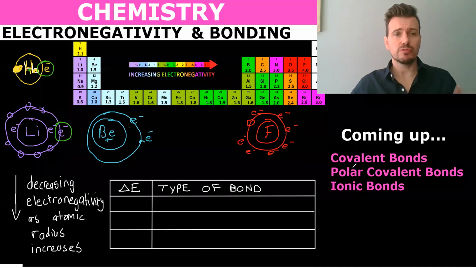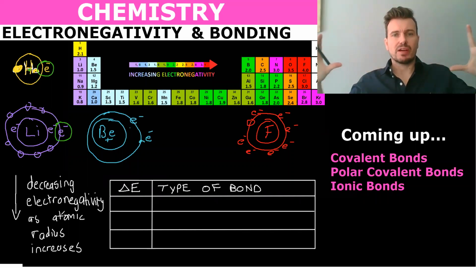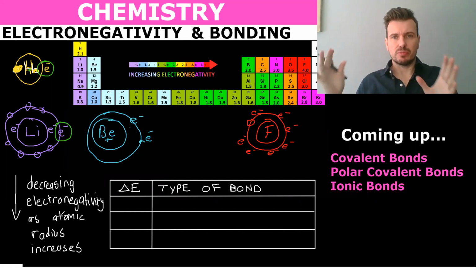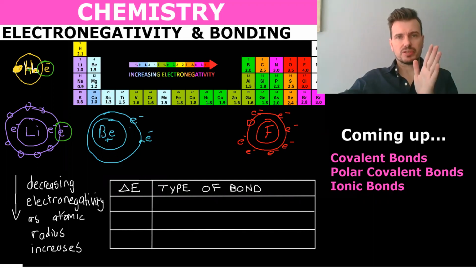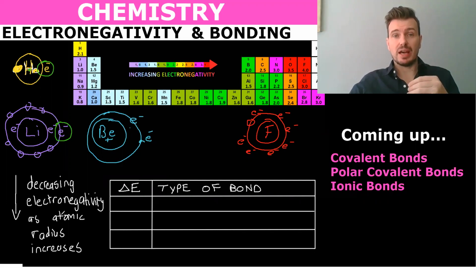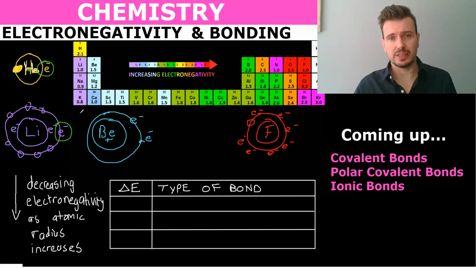So as I move down the row, we have decreasing electronegativity as the atomic radius increases. We have further distance away, therefore less attraction to the nucleus, and so we have a lower electronegativity as we go down. And we see that in these values, 2.1, 1, 0.9, and 0.8.